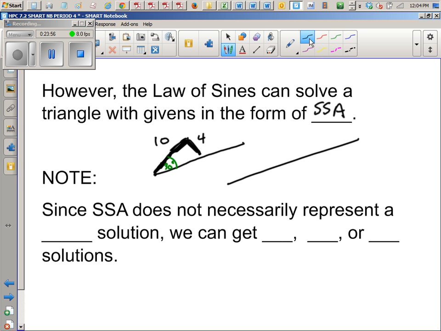The little 4 segment is too short to reach. It can't reach. We've got a problem. And you're not allowed to squish this angle. I said it had to be 30. So now the 4 doesn't quite reach. It's not long enough to reach across this gap.